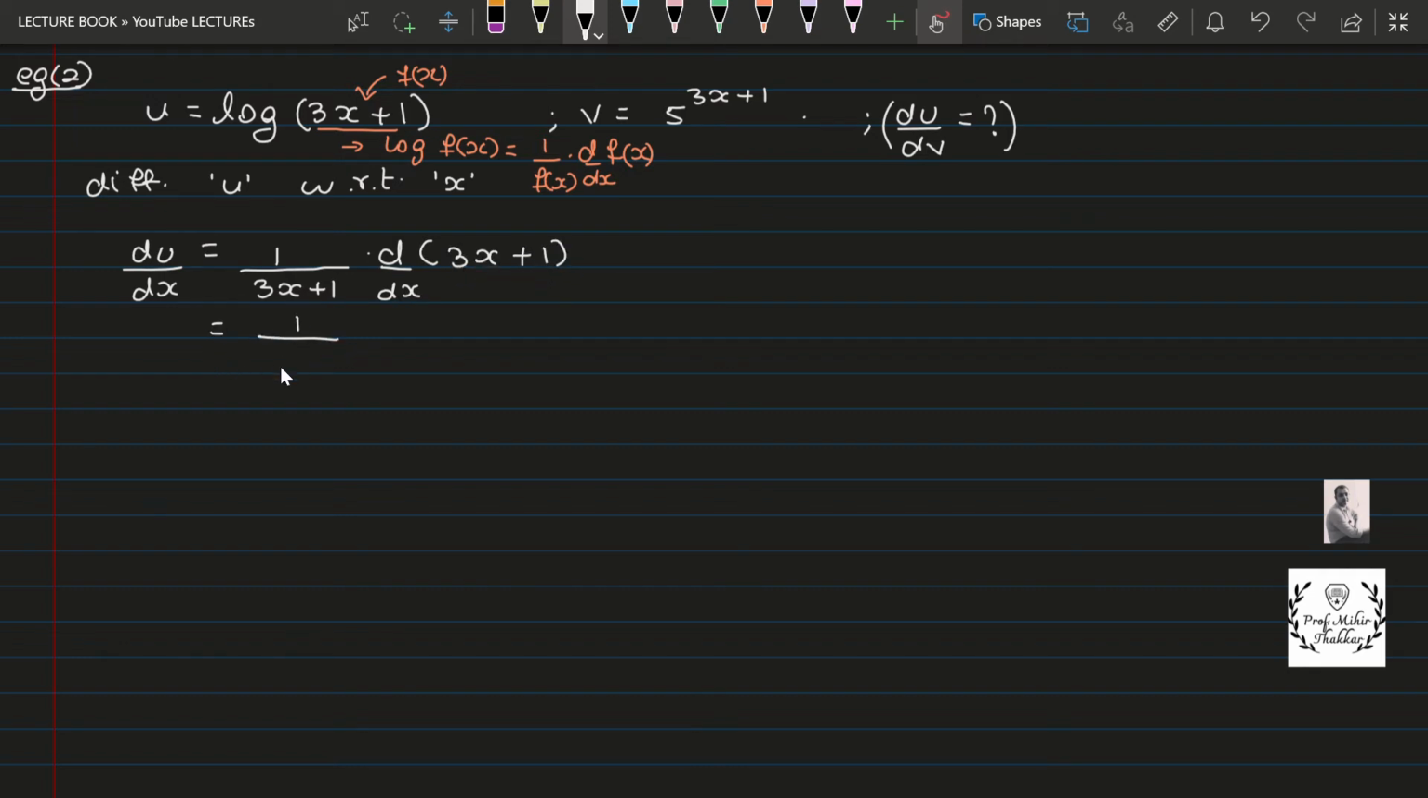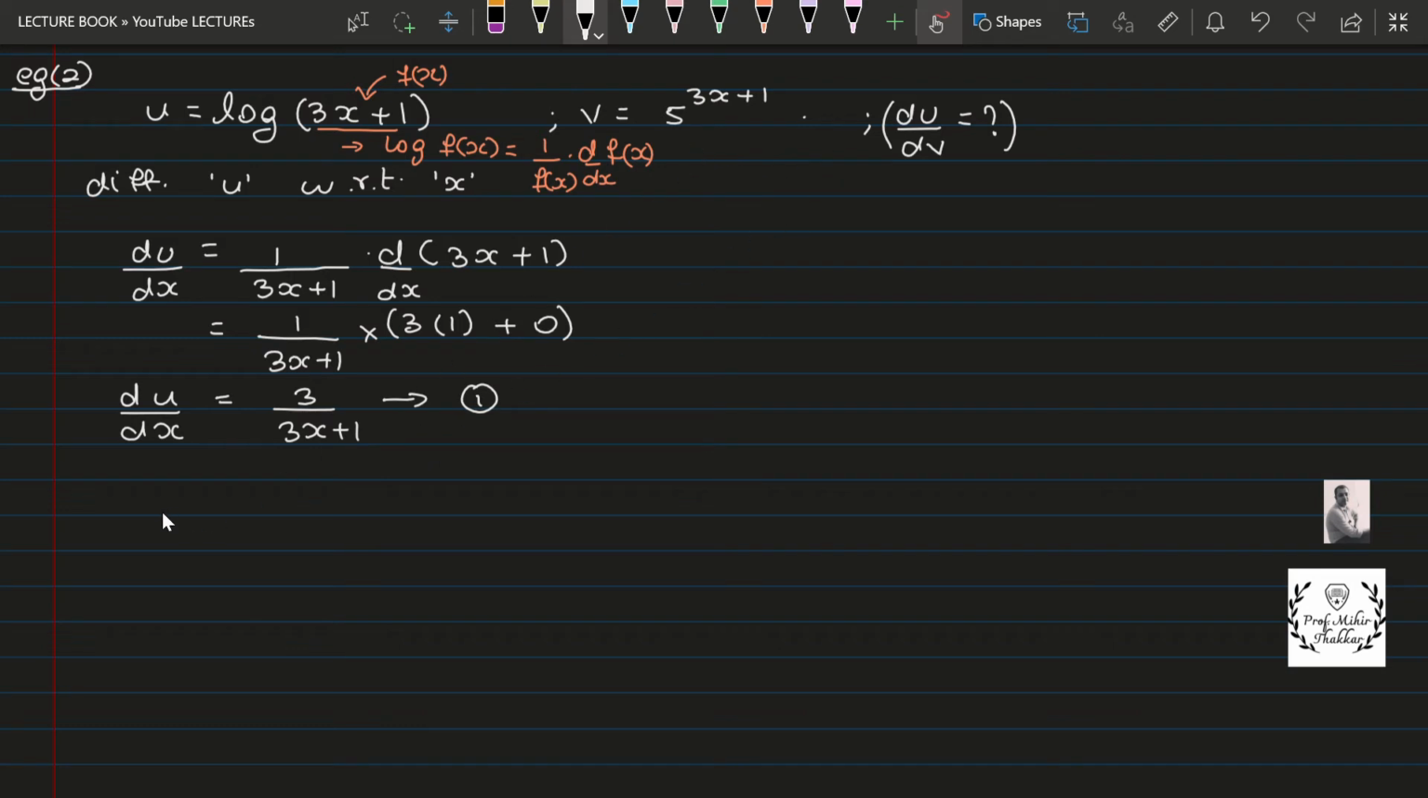So this 1 upon 3x plus 1 is kept as it is, and derivative of 3x, so it is 3 into 1 because derivative of x is 1, plus derivative of 1 which is 0, so I get plus 0. So I get the answer over here as 3 upon 3x plus 1. This is our value of du by dx. We give it as equation 1.